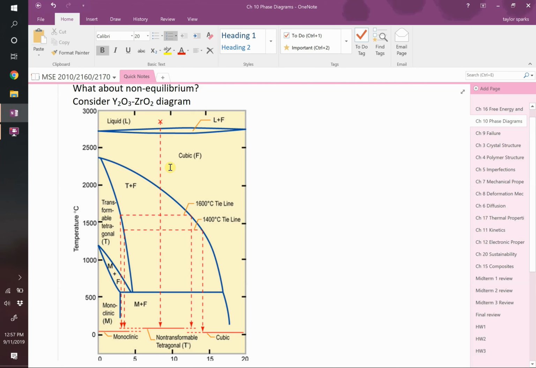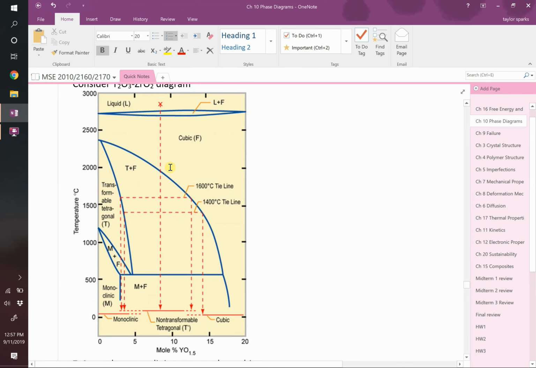Why is this a great example? For a couple reasons. First off, maybe you've heard of cubic zirconia before. You've heard of cubic zirconia before? Yeah. This is like the fake diamond, right? It looks a lot like diamond, but it's not. It's zirconia. It's ZrO2.